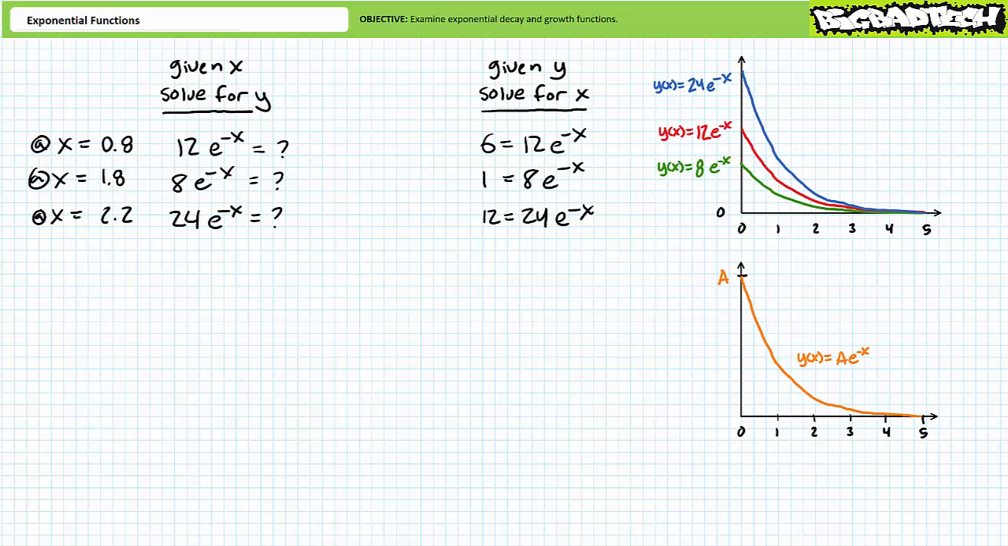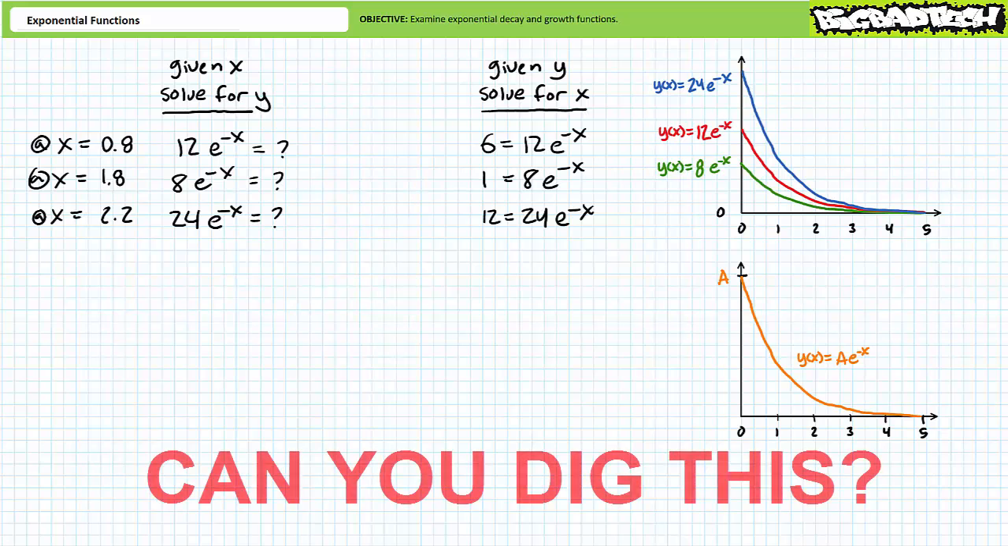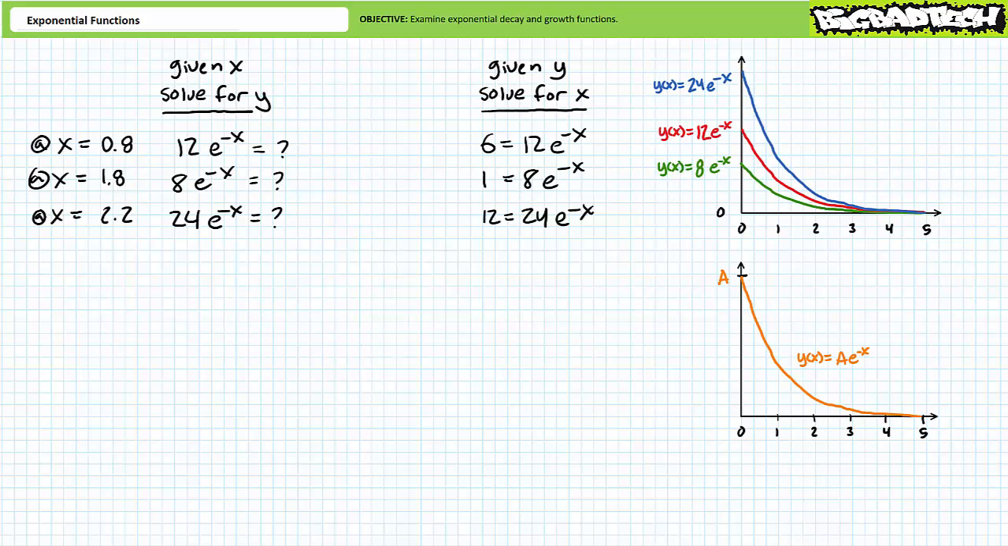If I was to qualify the general use function a times e to the negative x using only words, I'd call it start at a and rapidly decay. Can you dig this on every level that I do? By all means, pause the lecture and stare at this without blinking until you do.